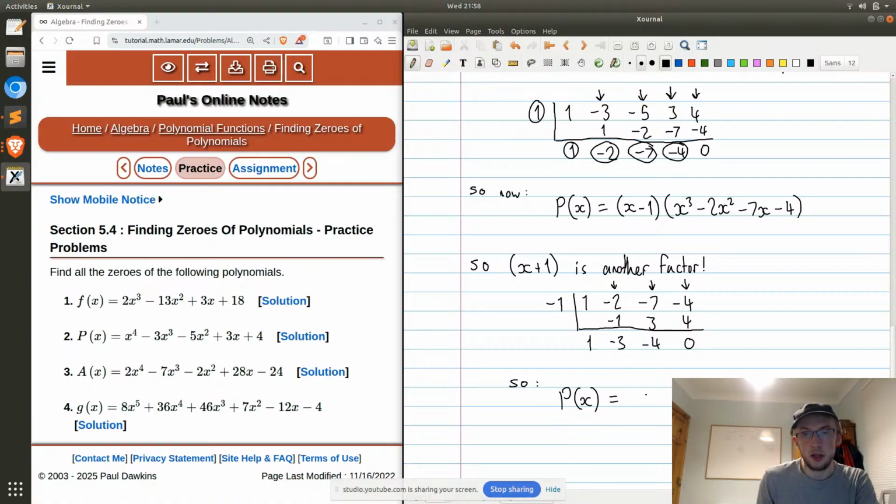So p of x can be written as x minus 1 times x plus 1. And now I'm about to write down a quadratic. And it will look like x squared minus 3x minus 4. And can that quadratic be factorized? Yes, it can.